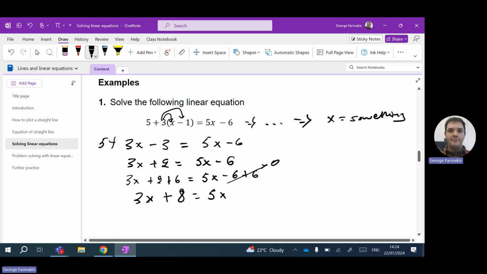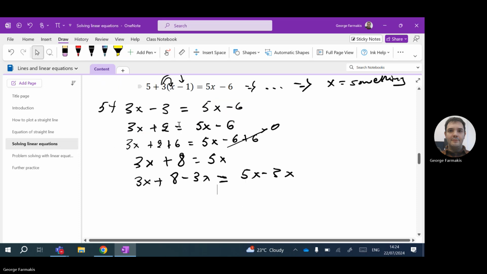Let's isolate x and move all the unknowns to the right-hand side. So I'm going to subtract 3x from both sides. 3x minus 3x would be 0, so I'm only left with 8. 5x minus 3x, this is 2x.